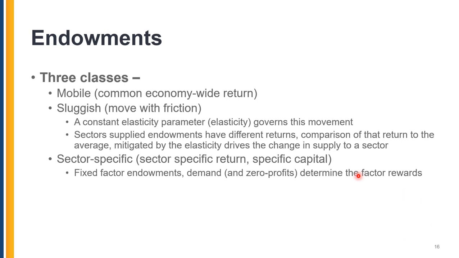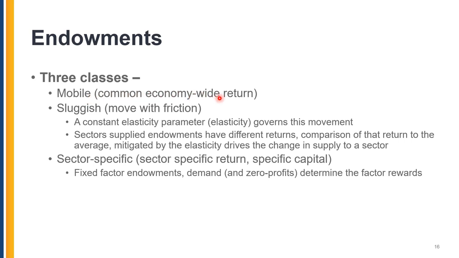Beyond the commodities, we have the endowments. There's 3 classes. We have the mobile, sluggish, and sector specific. Not going to go through these in the code. You're welcome to go look them up, but we will see more of these later in the advanced portions of the course that come after the online prep. But the main thing is, if something is classified as mobile, which typically capital and labor are, then you'll get a common economy-wide return, right?